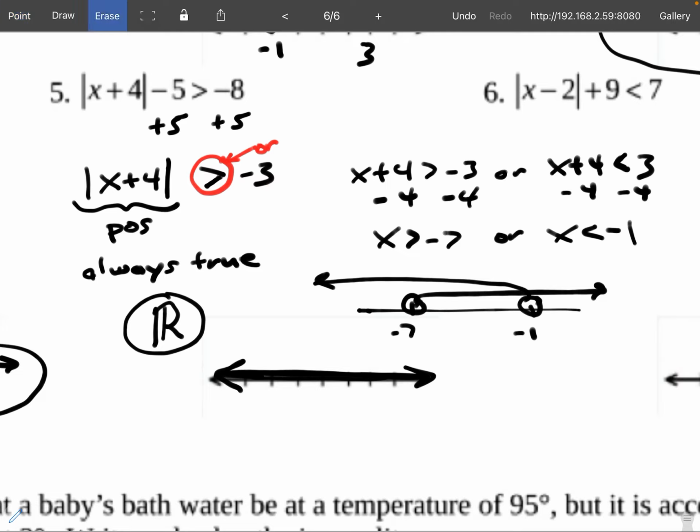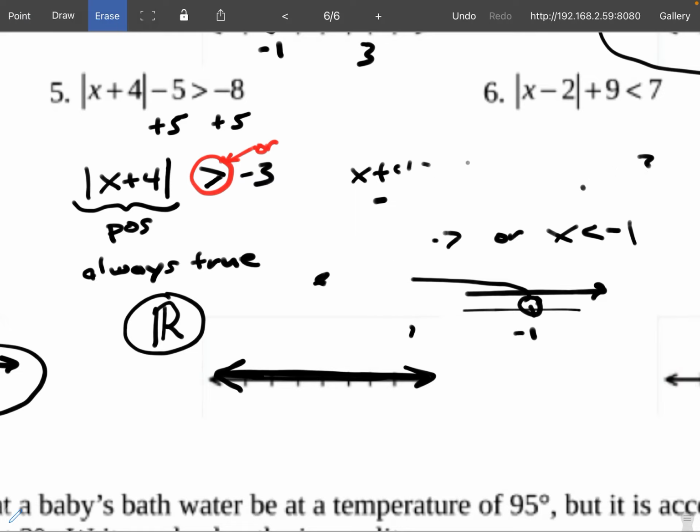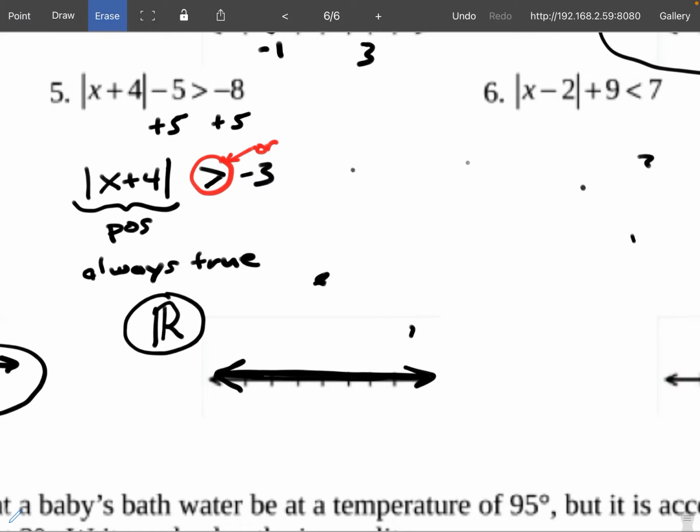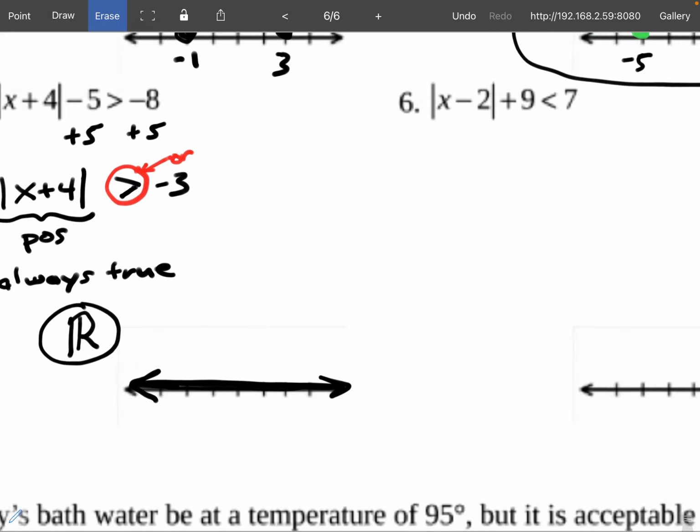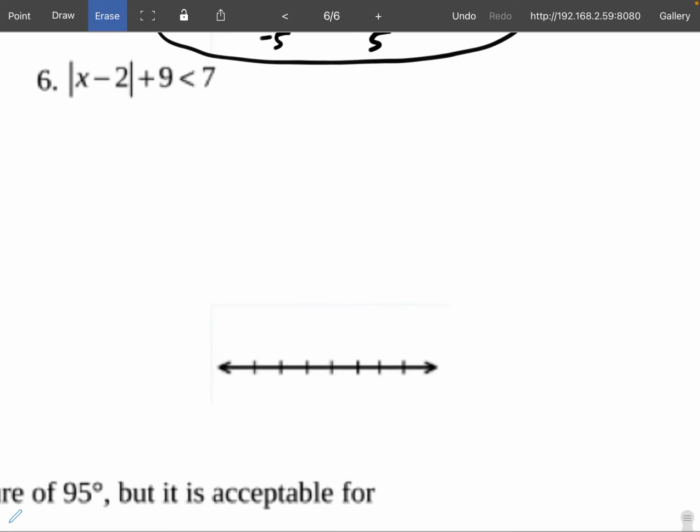So if you didn't happen to notice that a positive is always greater than a negative and come up with the fact that the answer was all real numbers, if you went through and worked the problem out, you'd still get it, because the or is anywhere that's shaded. Let's do the next one. We're almost done, guys. And we'll take a bathroom break, all right?